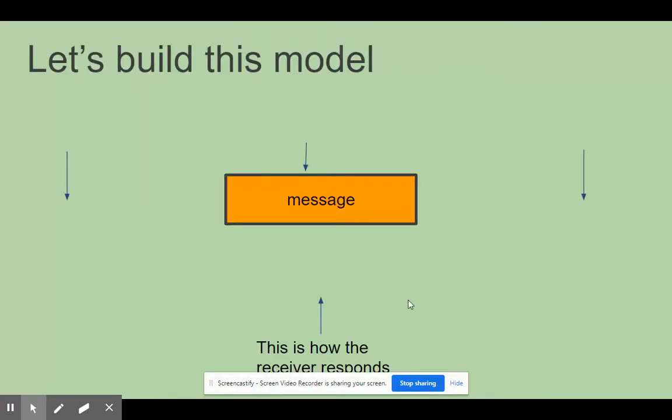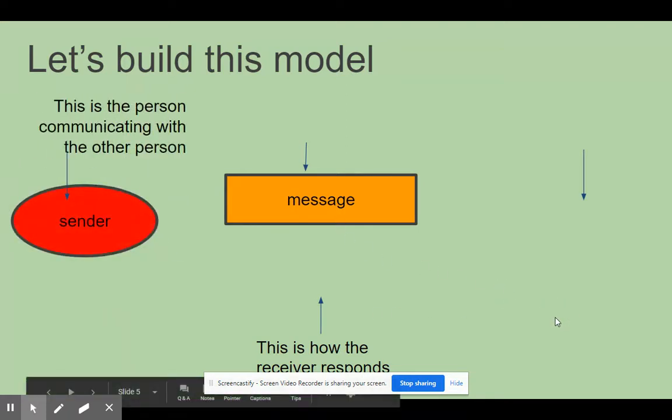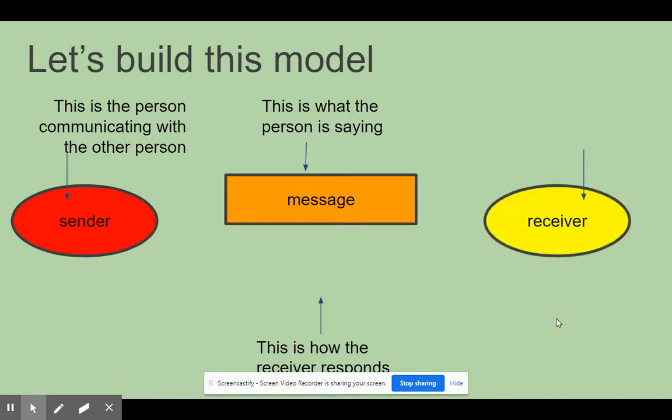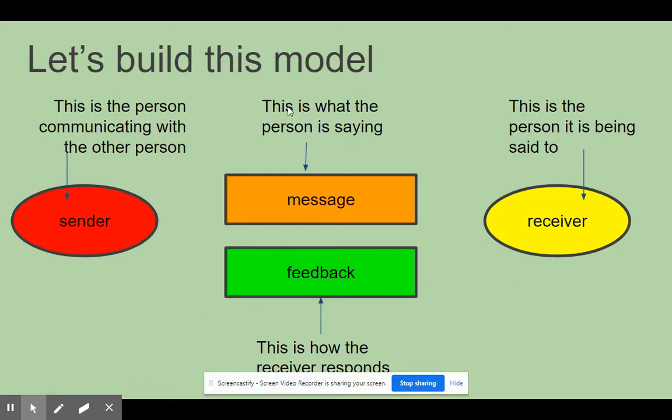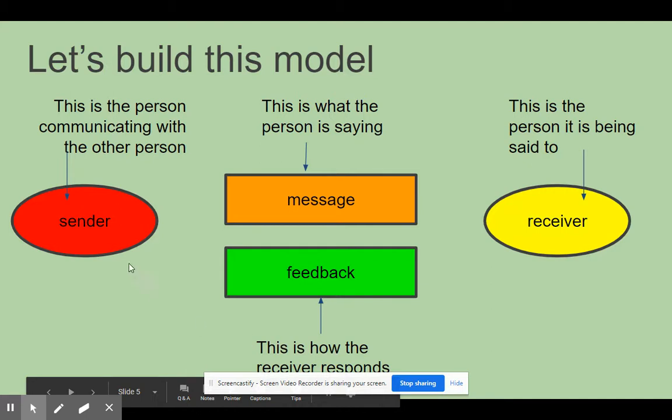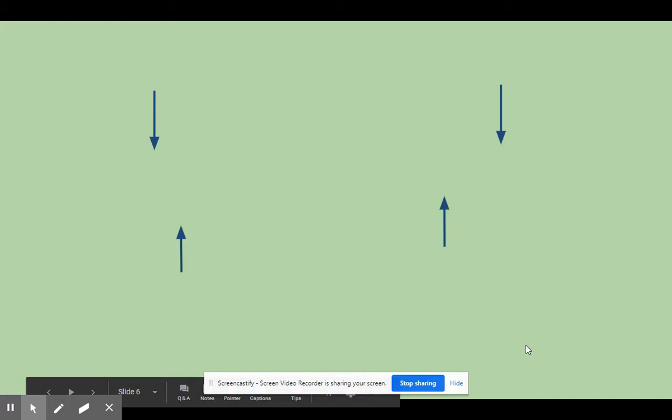All right, so let's build the model. We have the message. We have a sender, which is the person communicating with another person, the message, which is what the person is saying, the receiver, that's the person that is receiving the information, and feedback is how the receiver responds. So if we have a clear message, we have someone asking someone a question about if they like ice cream. The receiver says, yes, I like Rocky Road. So the feedback would be, yes, I like Rocky Road. The sender goes, okay. The problem is that we have several issues that get in the way.